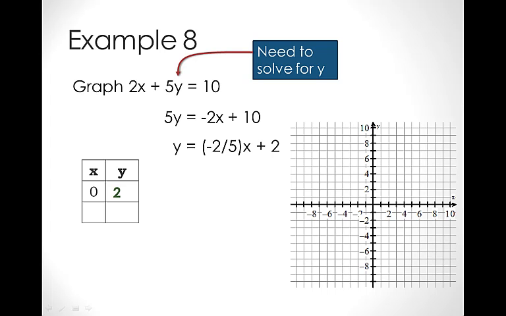What else do you want to choose? Something that will divide nicely with that 5. How about a 5? So you plug a 5 in, and I'll show you what this looks like. Negative 2/5 times 5 plus 2. Those 5's cancel. Negative 2 plus 2 is 0. So I've got my 2 points. And let's just use 2 points for now, and we draw our line.